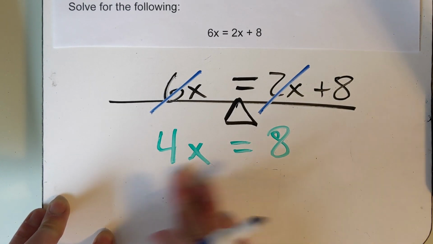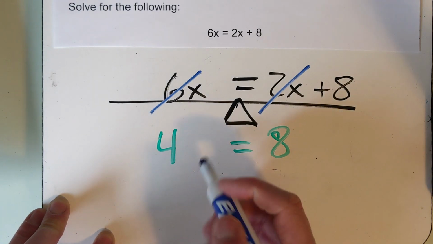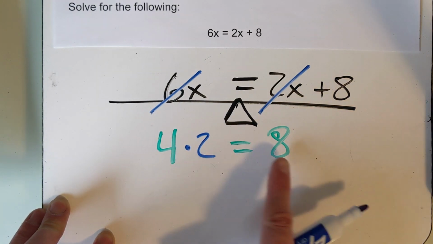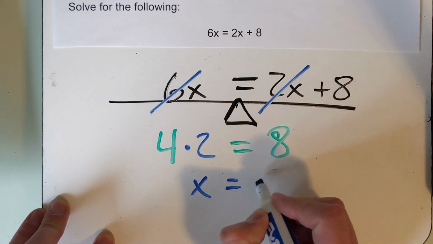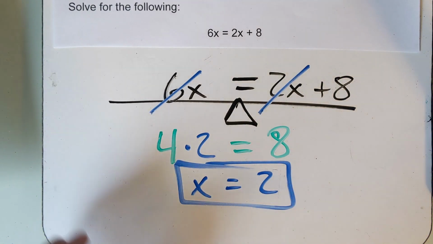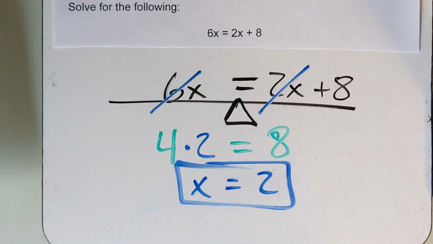4 times 2 gives us that 8. We can even double check it by saying 4 times our 2 is equal to 8. That makes it true, which means that our x is equal to that 2. Go ahead, if you need to pause it, go ahead and do that and copy the work down in the next 5, 4, 3, 2, and 1.